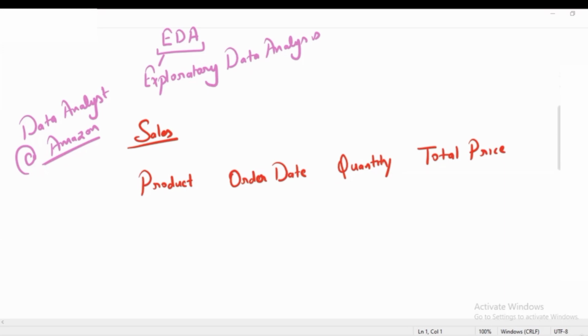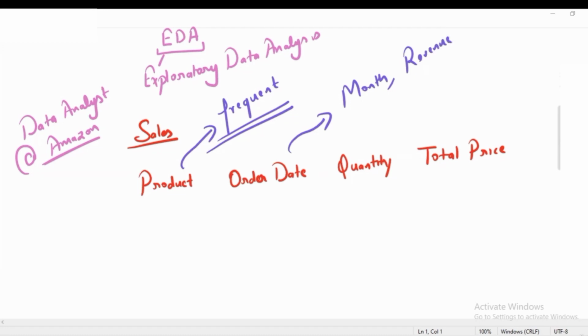Now, as soon as you have this sales data with the following features, you can think of some amazing analysis. Some basic analysis you can think of is: can you tell me which is the most frequent product bought by customers on the Amazon platform? Can you tell me the top 5 products? This is a very basic analysis. Similarly, can you tell me in which month customers bought more products, or in which month the revenue is extremely high? Or can you show me a month versus revenue graph? Can you do analysis like that?